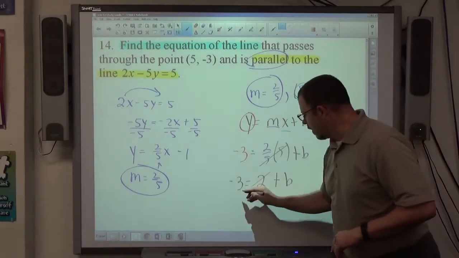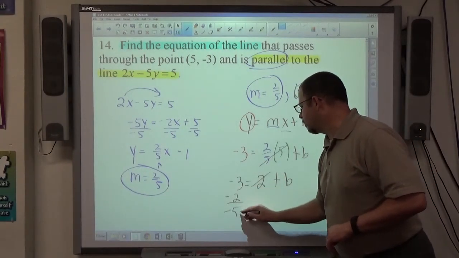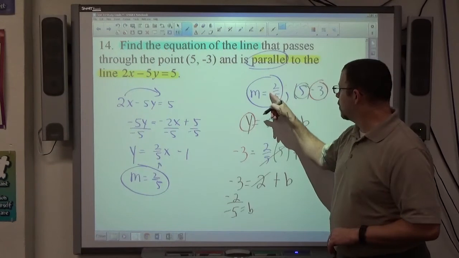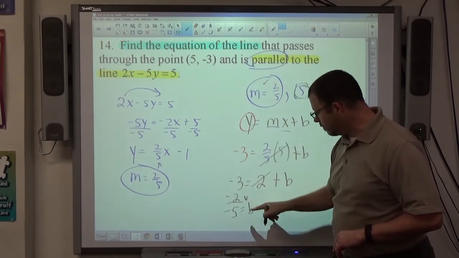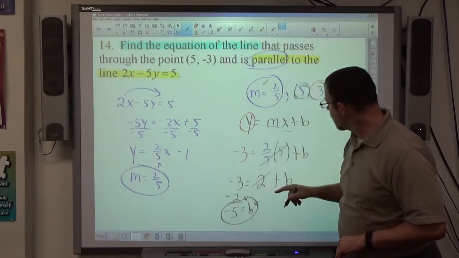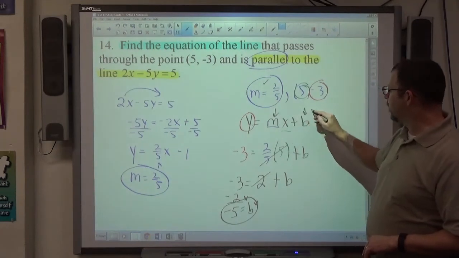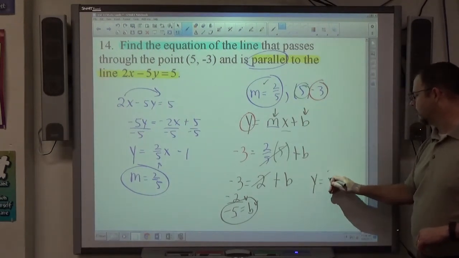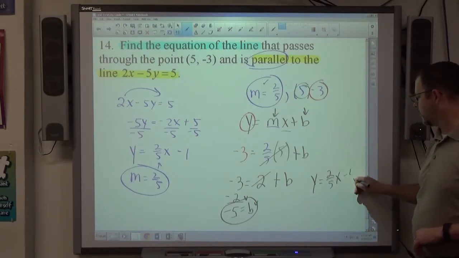Alright, move the 2 to the other side and we get -5 = b. Slope is 2/5. Y-intercept is -5. m and b get replaced in that structure. So y = 2/5 x - 5.